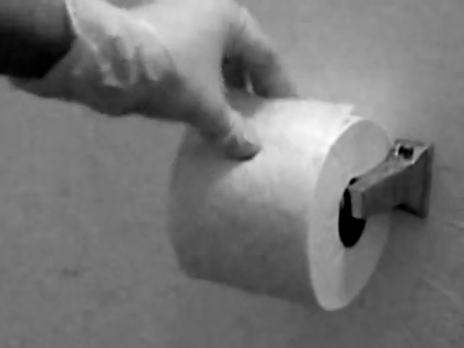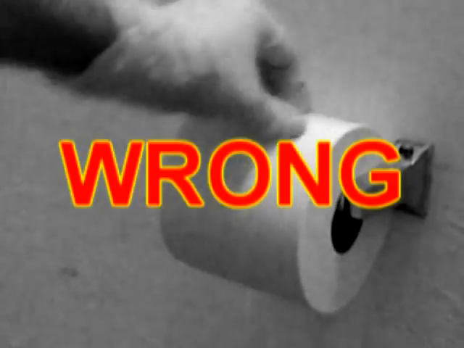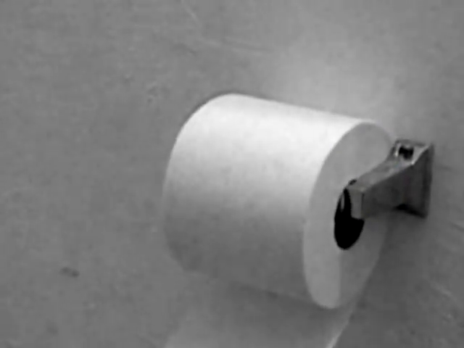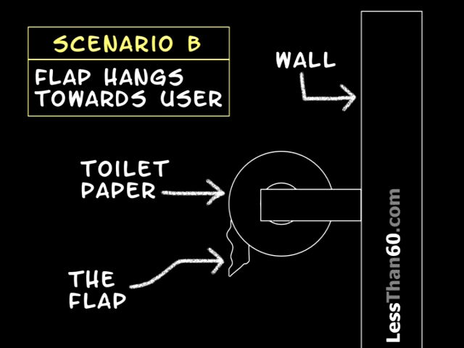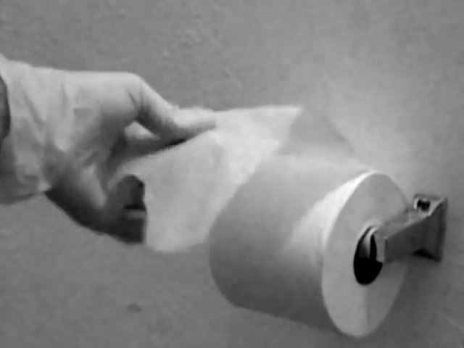Here you can see that the toilet paper is installed with the flap hanging towards the wall. This is wrong. I see how that could be hard to grab. Yep, now here the toilet paper is installed with the flap hanging towards the user. This is the correct way. I see the logic. It makes the toilet paper easier to grab when you need it most. See how that works?